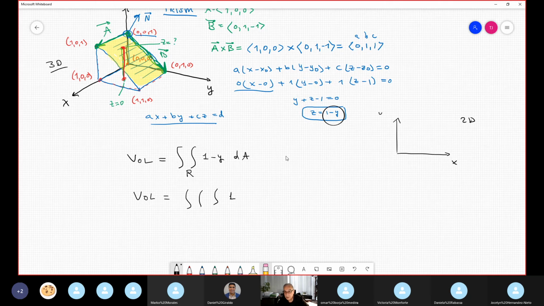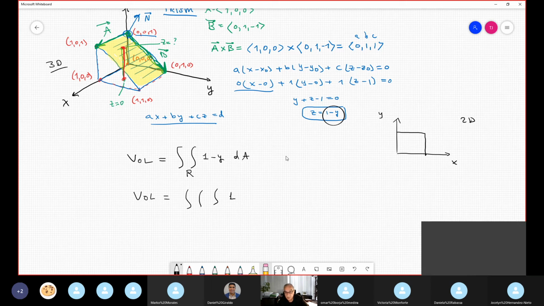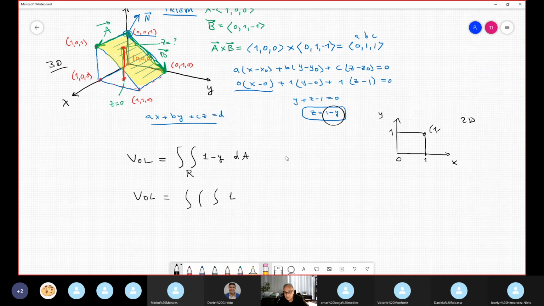XY represents a square, yes or no? Of course, it's a square. This is 0, this is 1, this is 1, this is 0. When I suppose that z is 0, it's the projection onto the XY plane. Okay, now it's easy, at least for me. Suppose that I make a decision; there is no problem.